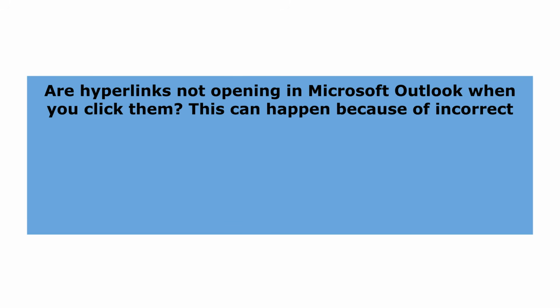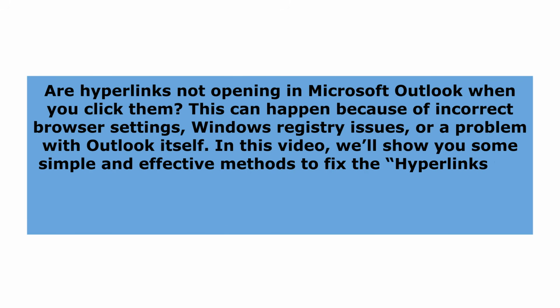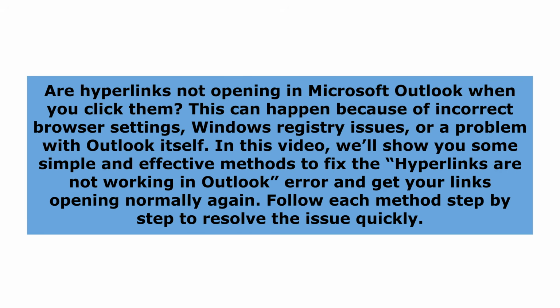Are hyperlinks not opening in Microsoft Outlook when you click them? This can happen because of incorrect browser settings, Windows registry issues, or a problem with Outlook itself. In this video, we'll show you some simple and effective methods to fix the hyperlinks not working in Outlook error and get your links opening normally again. Follow each method step by step to resolve the issue quickly.